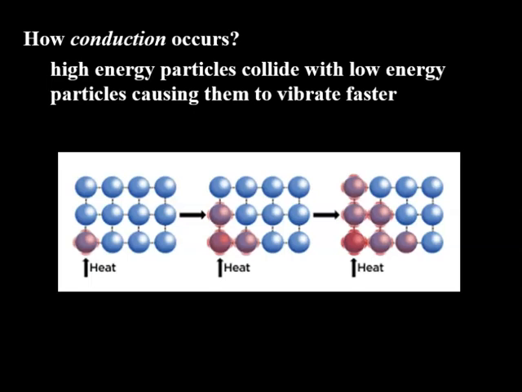In this diagram, we see a solid. Remember, a solid has particles that vibrate in place. The solid particles cannot flow past each other. And in this diagram on the left side, we see that heat is being added to one of those particles. As heat continues to be added to this particle, it vibrates faster and faster, and those high-energy particles collide with the low-energy particles, causing them to vibrate faster.